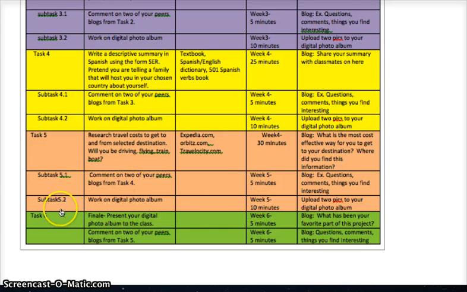digital photo album. For task 6, their final will be to present their digital photo album to the class, and they are expected to blog about what their favorite part of this project has been, and then comment on 2 of their peers' blogs from task 5.